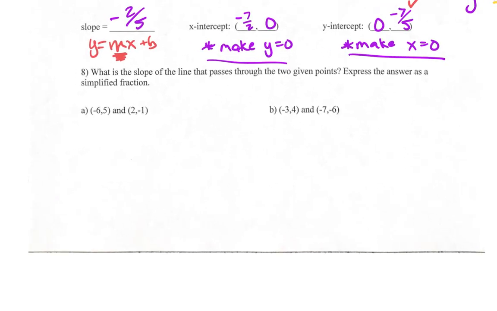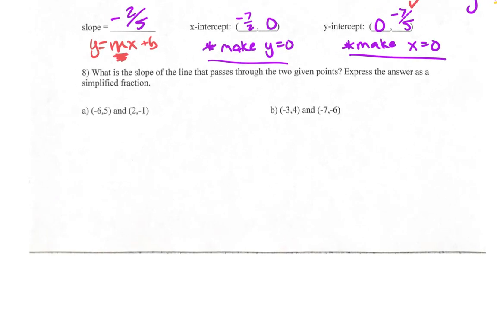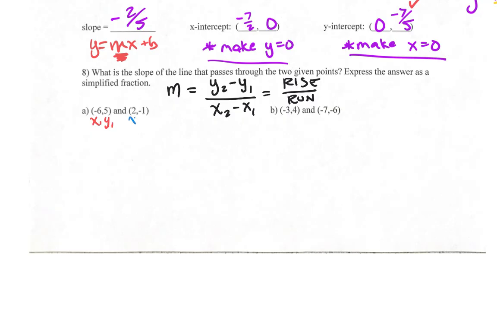In the next one, what is the slope of the line? Okay, this is straight slope formula. Remember, the slope formula is your change in y, so y2 minus y1, divided by your change in x, x2 minus x1. If we were looking at a graph, it would be our rise over our run. All right, and it's the same thing. So if you need to, label them x1, y1, x2, y2.